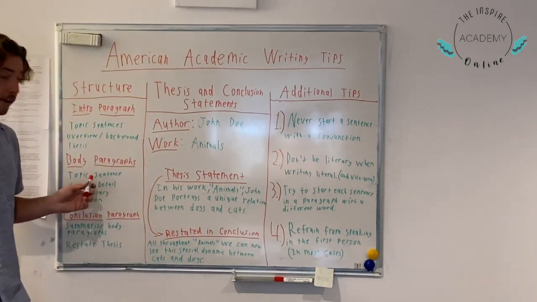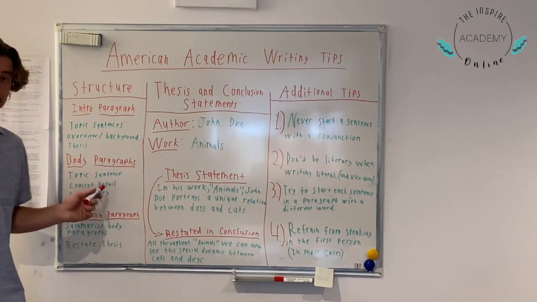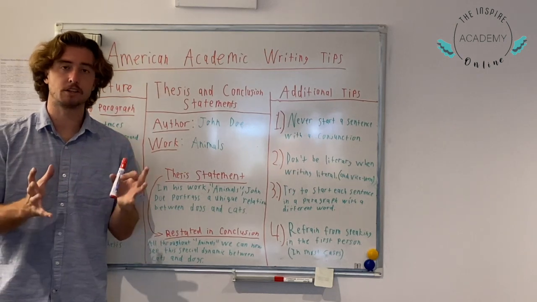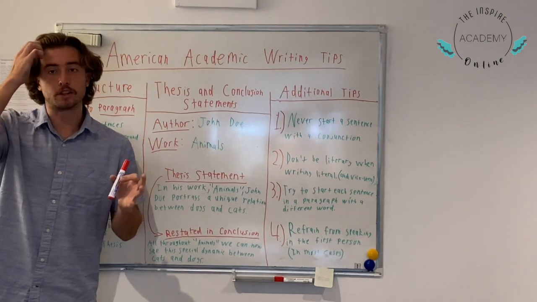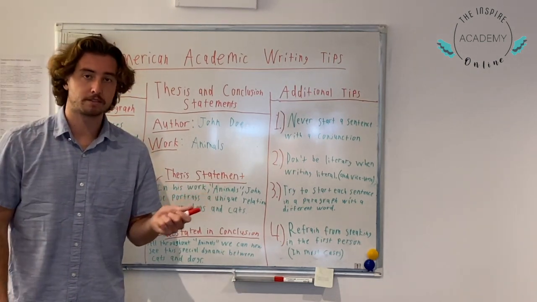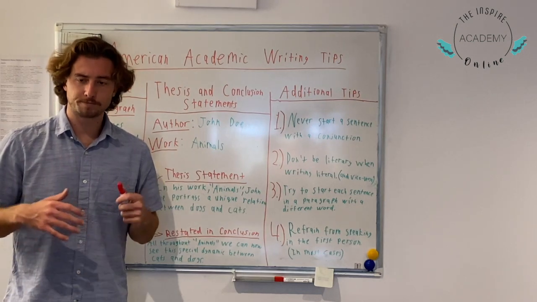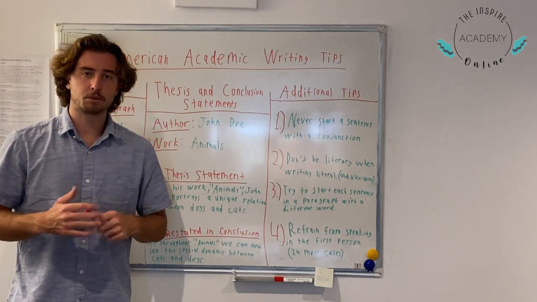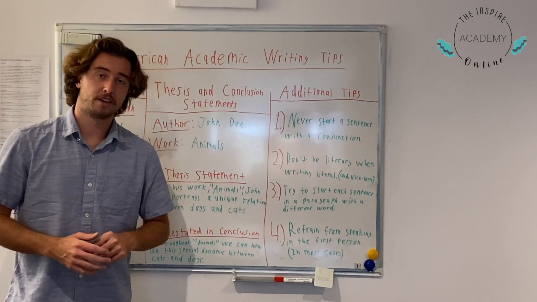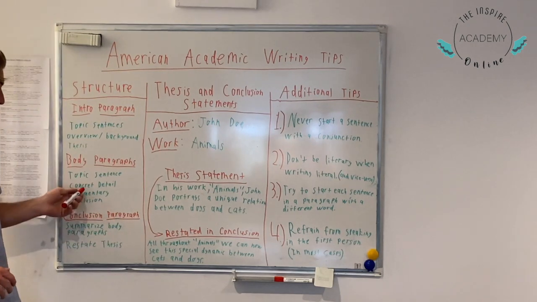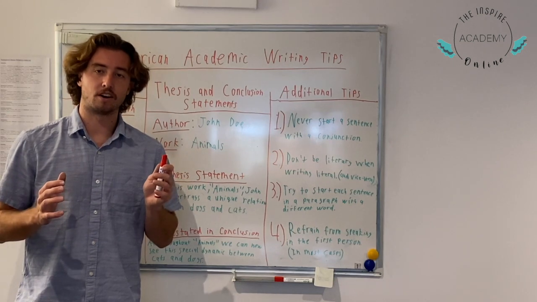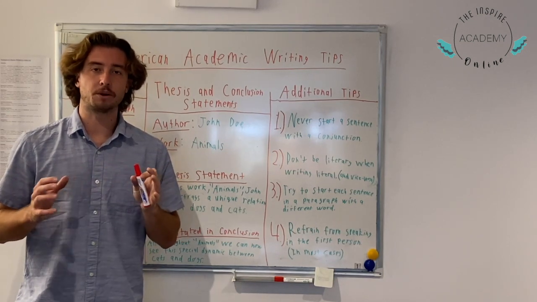And then in the body paragraphs, you should start off with a topic sentence. This topic sentence will wrap together your body paragraph or set it up to go. Say in your first body paragraph, this could be the topic sentence: the relationship between dogs and cats is often a negative one. And then you can go on to say a concrete detail, which is, dogs and cats are angry with each other.